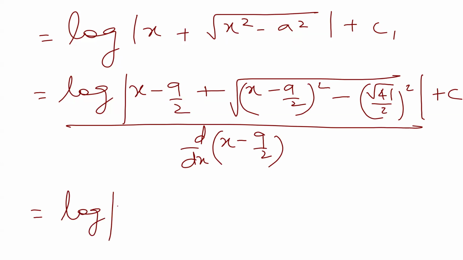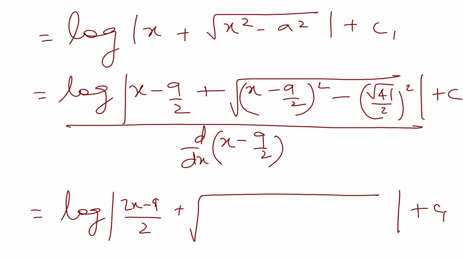So this will be log mod 2x minus 9 by 2 plus root of x square minus 9x plus 81 by 4 minus 41 by 4. Okay, so 81 minus 41 is 40. 40 upon 4 is, just a second, let me check.